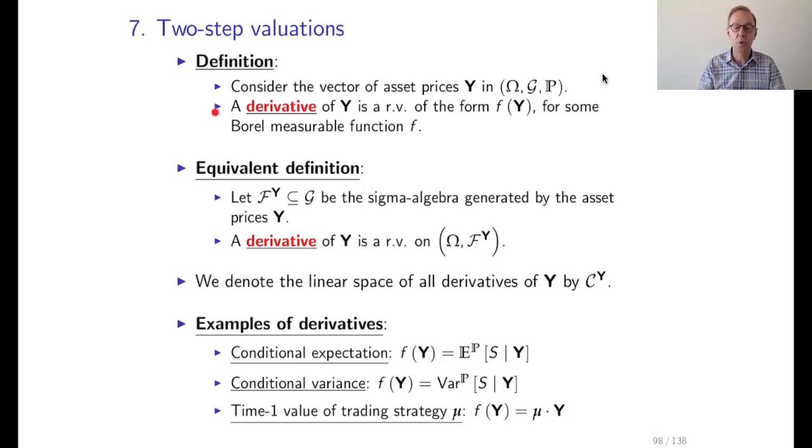Now, we could define that equivalently a little bit more mathematically. Let F_Y be the sigma algebra generated by the asset prices Y. A derivative of Y is then a random variable defined on the measurable space (Ω, F_Y). Now we will denote the linear space of all derivatives of Y by C_Y, the set of all derivatives.